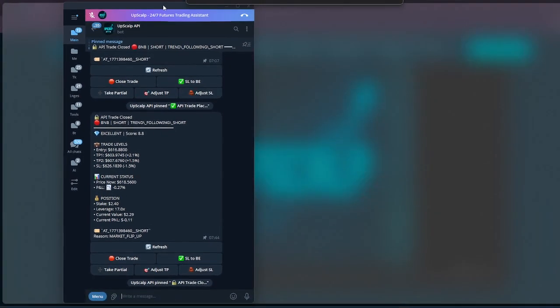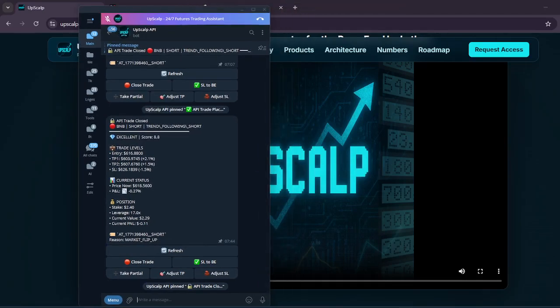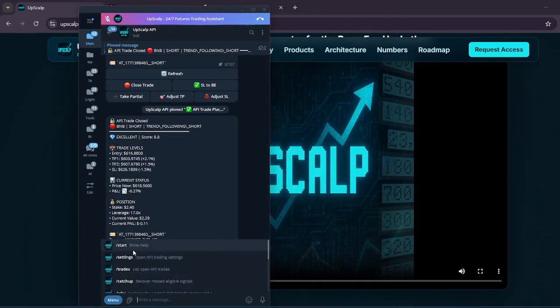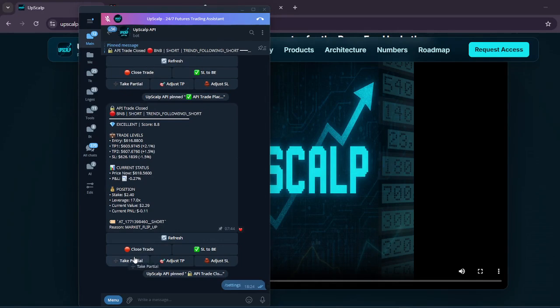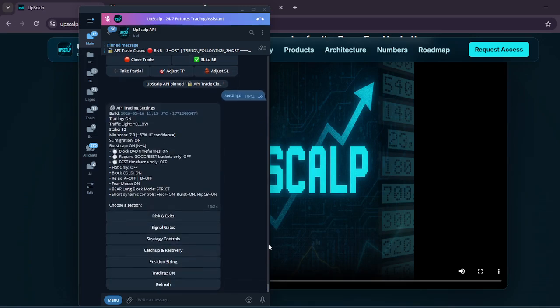This is the most complicated bot that we have, and it has a huge array of settings. You can see it's very, very slow to load because there are so many settings. Some of the settings are the same as UpScalp Premium, but then you have loads of other settings because, of course, automating your trading is a lot riskier. So I wanted to build in loads of control, and at the moment, I think it's pretty good.